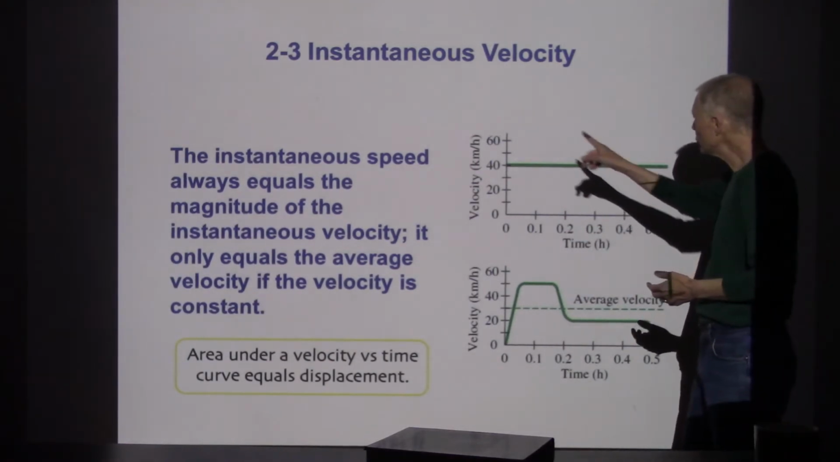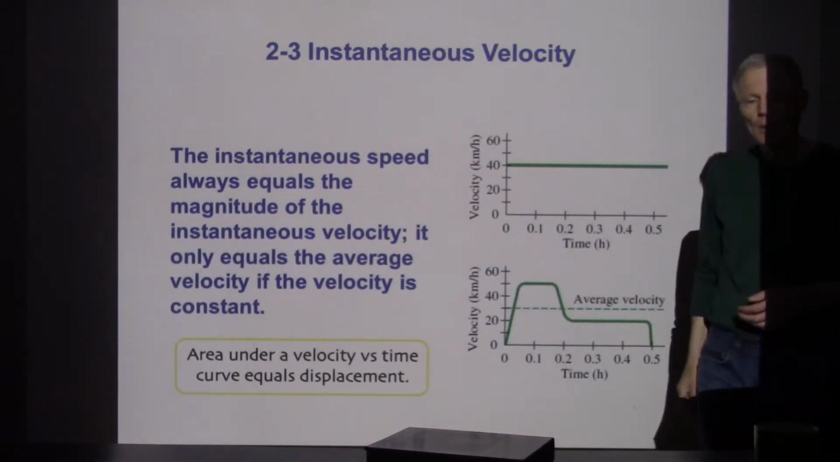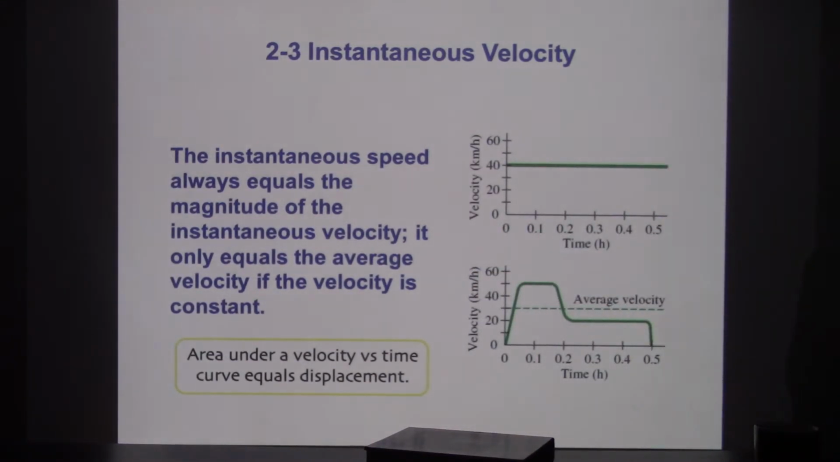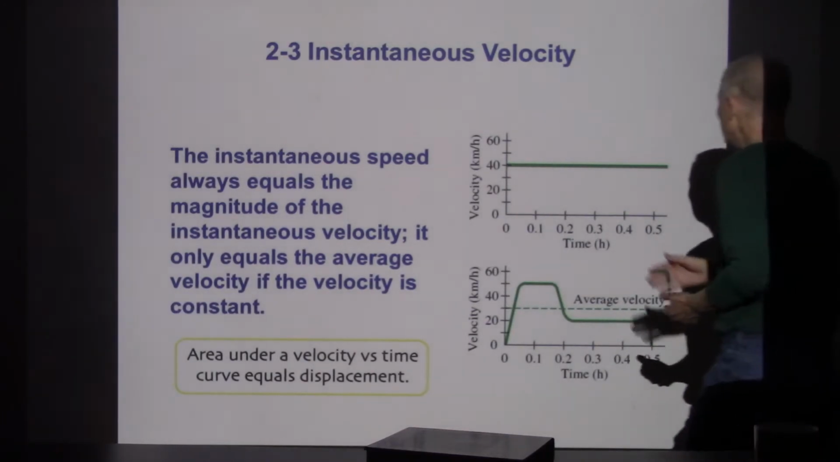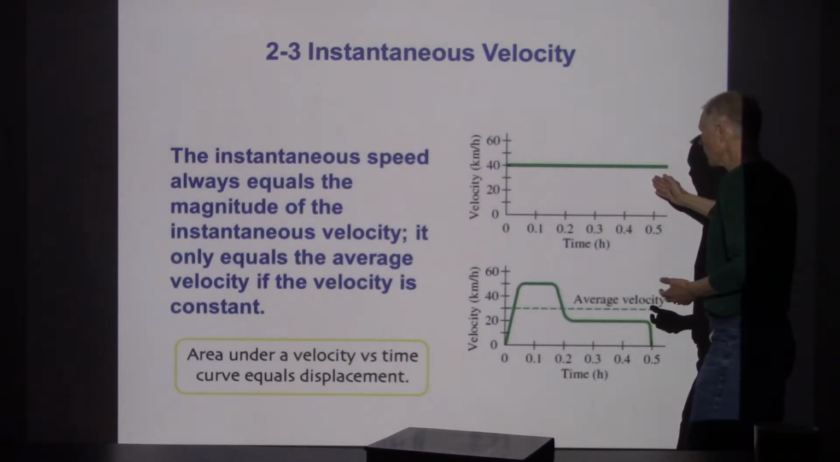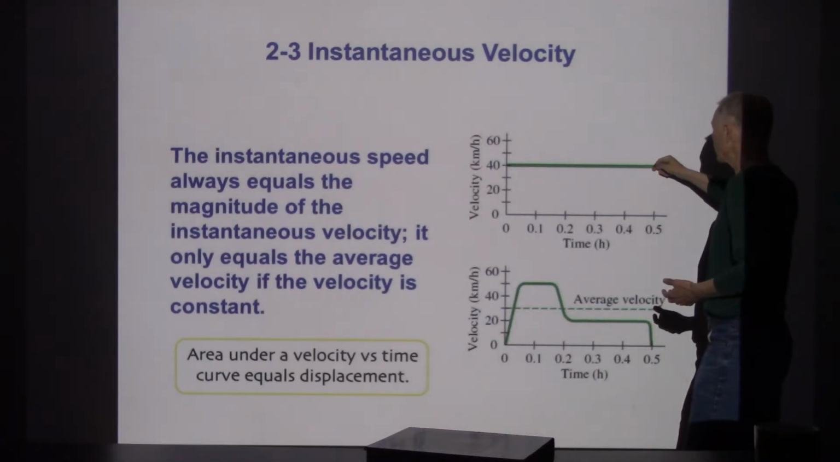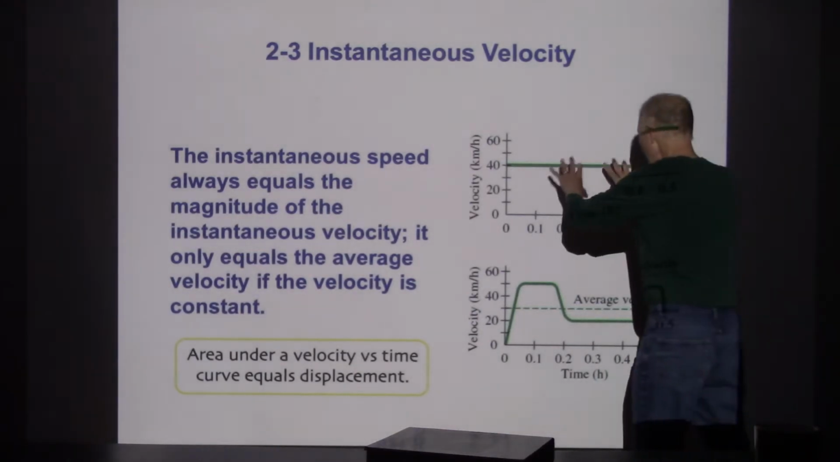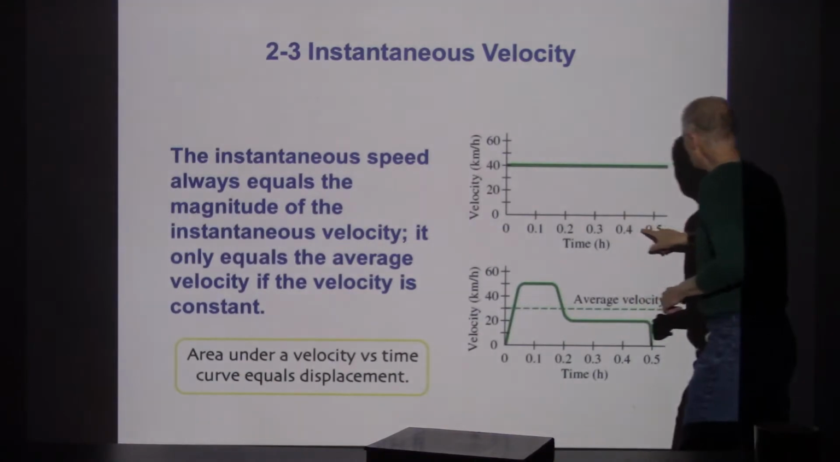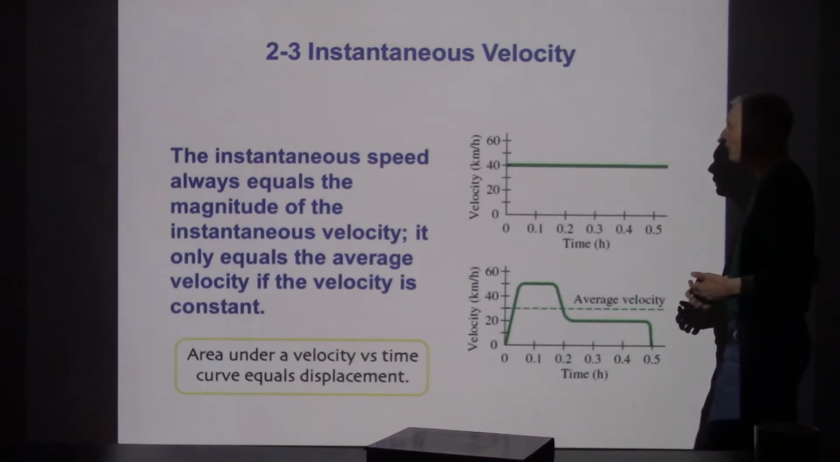Now, if we do velocity as a function of time, you may remember this from your calculus classes, the area under the curve represents the distance that we've traveled. So if I took this 40 kilometer per hour velocity and I ran that for half an hour, the area would be 40 kilometers per hour times 0.5 hours, that would give me 20 kilometers.